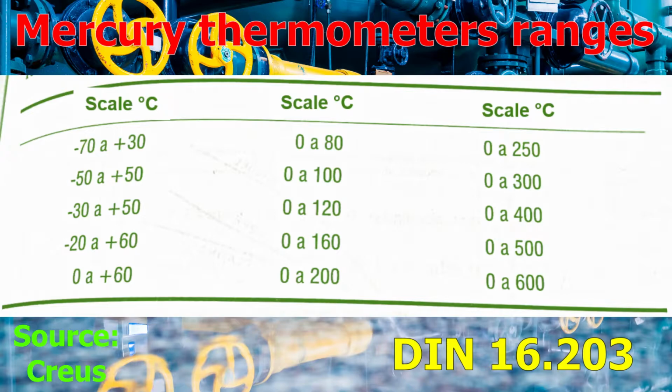Mercury-actuated thermometers or class 4 thermometers are similar to the class 1 ones. They can have box compensation and full compensation. The standardized scales, according to DIN 16.203, are those that you can see in this table.